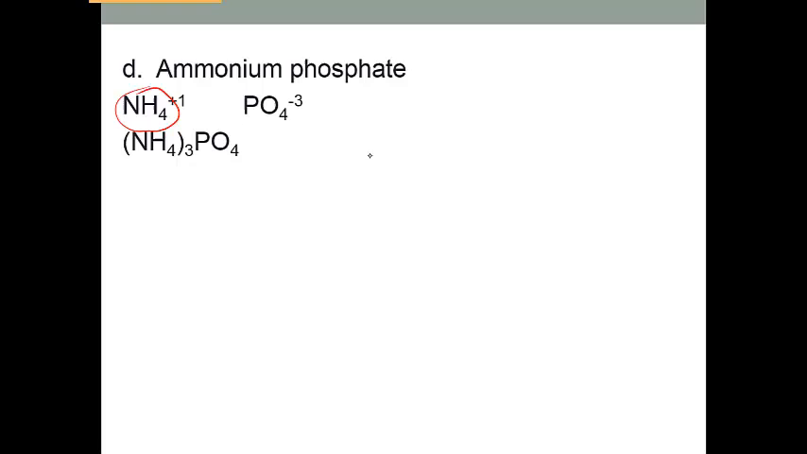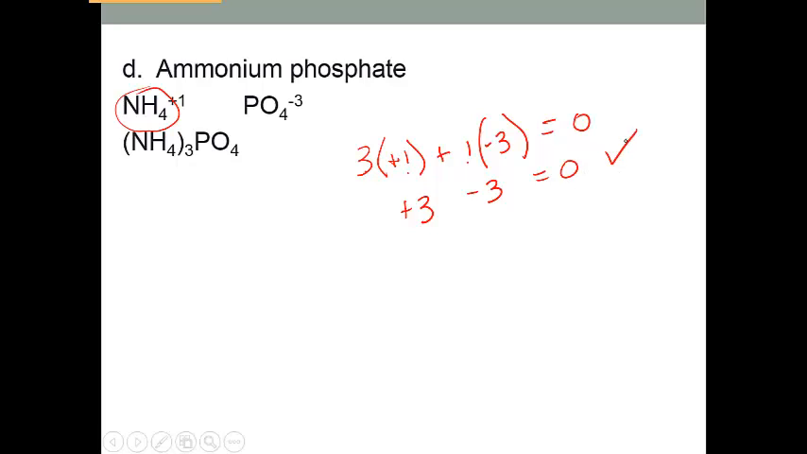And again, we would say that it takes 3 of the plus 1s plus 1 of our negative 3. So 3 NH4s, NH4 is a plus 1, 1 PO4, PO4 is a negative 3, and that should balance out to 0. So we get plus 3, here we have minus 3, and that does work out. Your charges always need to balance to 0.